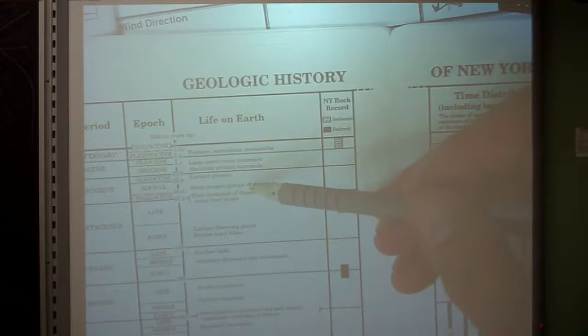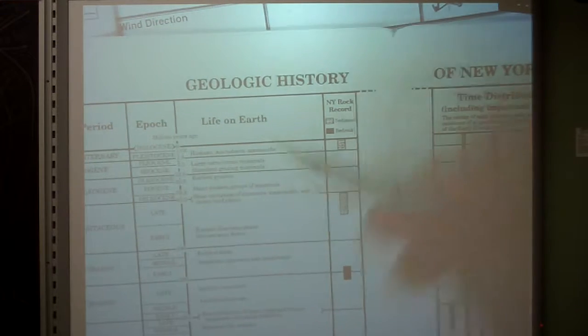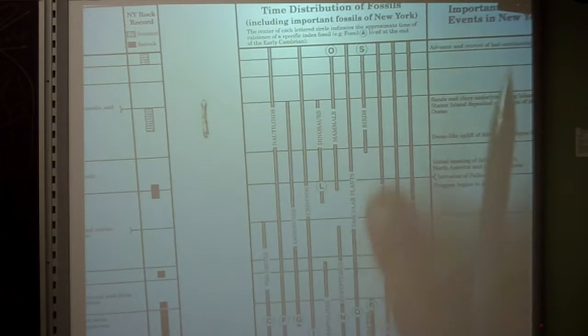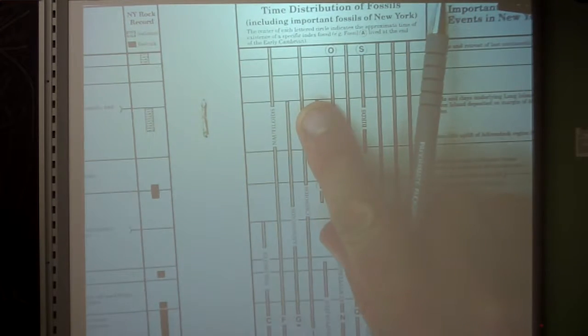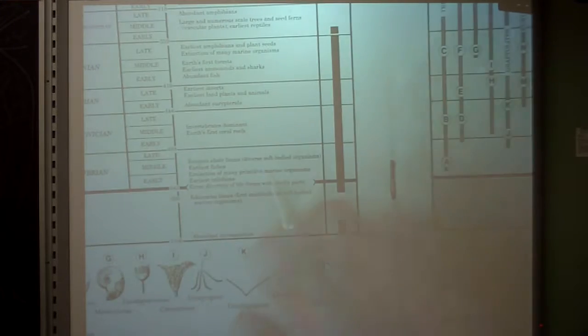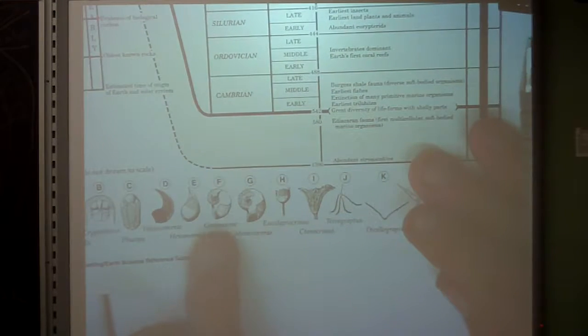It didn't just wipe out the dinosaurs. You can see they mentioned the ammonoids, and if you look over here on this timeline, you can see the dinosaur line stops here, and also the ammonoids. Ammonoids were animals that kind of look like these snail shells down here.